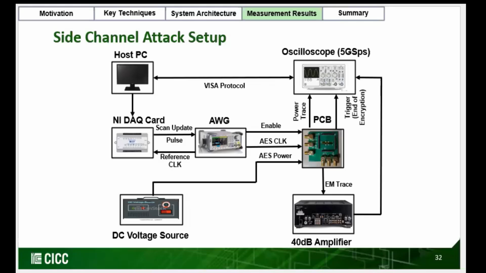For EM side channel attack, we use a similar approach, but we collect traces using a 10 millimeter H probe and amplify it using a 40 dB amplifier before feeding it to a 5 GSPS oscilloscope and follow the same procedure.